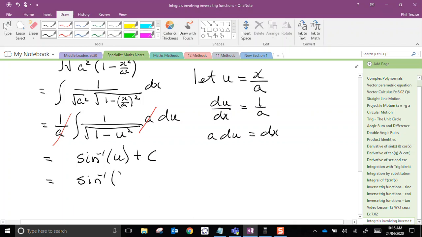Instead of u, remember u was x over a. Well, why did I put a at the end? Because it's a constant of integration at the end there.